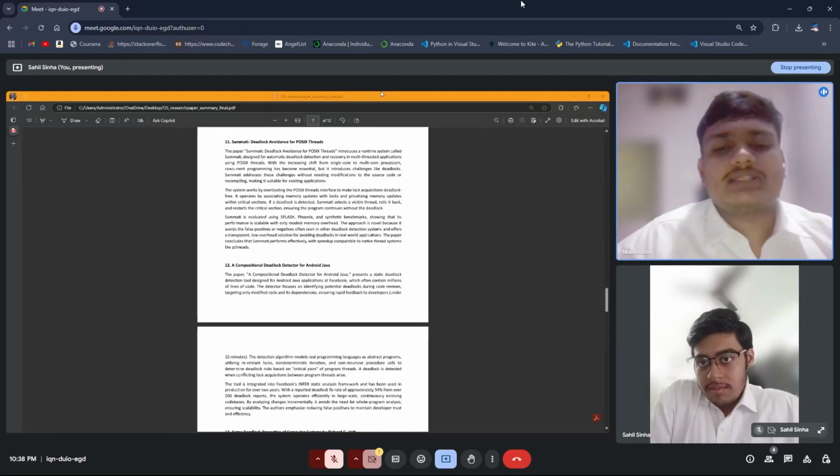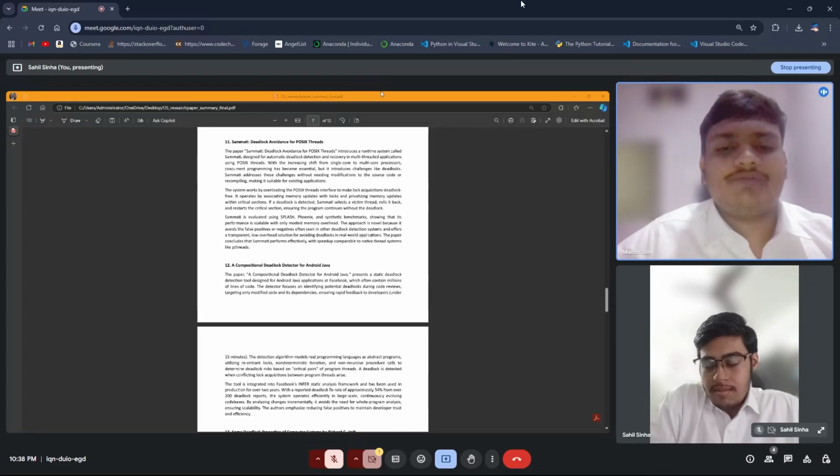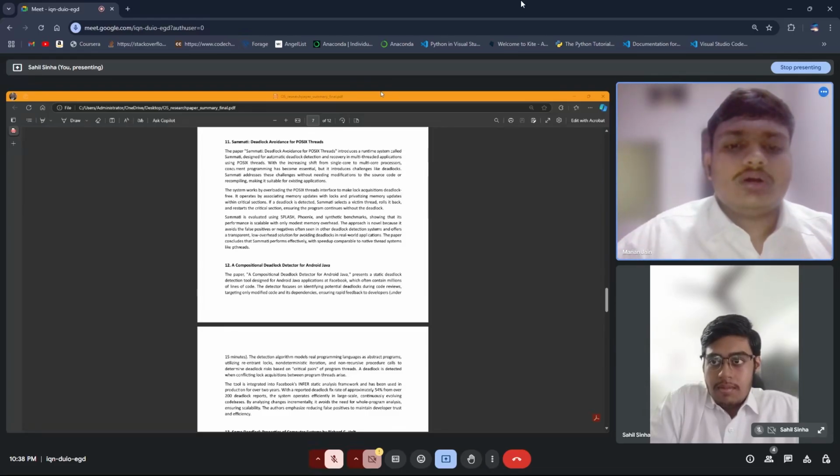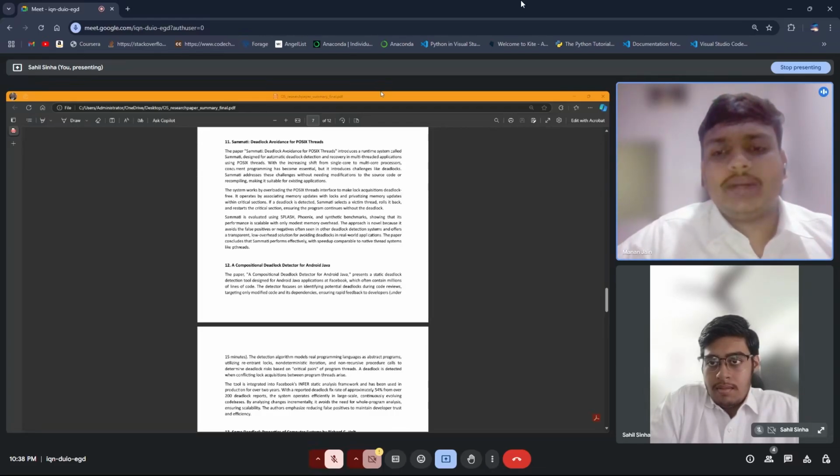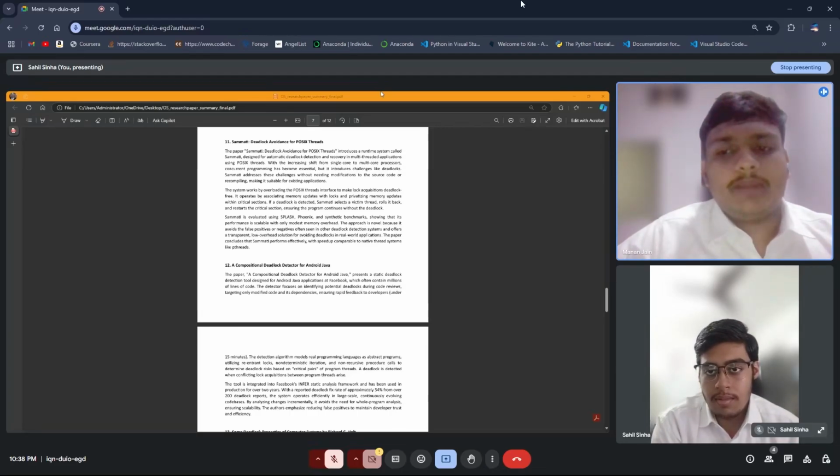Now we will be discussing our 11th research paper, which is Sammati, Deadlock Avoidance for POSIX Threads, where POSIX is our Portable Operating System Interface. Sammati is a runtime system developed to automatically detect and fix deadlocks for POSIX thread applications. It operates without requiring modifications to application source code, making it ideal for existing software.